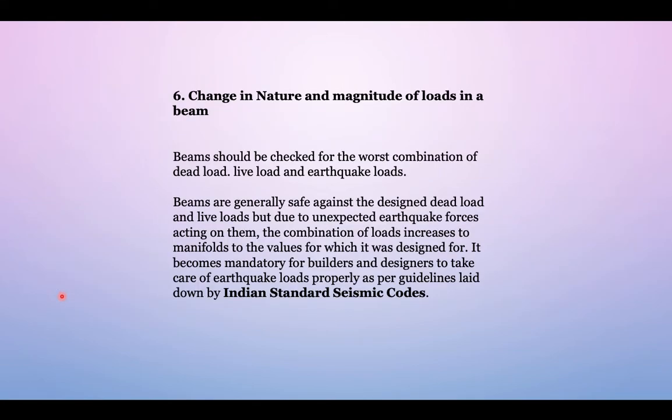The sixth one is change in nature and magnitude of loads in a beam. Beam loads should be checked for the worst combination of dead load, live load and earthquake loads. Beams are generally safe against the design dead load and live load, but due to unexpected earthquake forces acting on them, the combination of loads increases beyond the values they were designed for. It becomes mandatory for builders and designers to take care of earthquake loads, with proper guidelines laid down by the Indian Standard seismic codes.